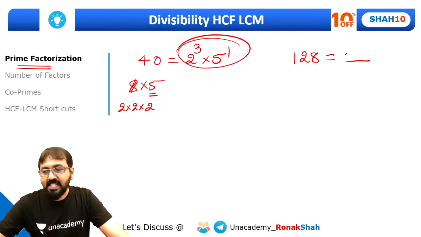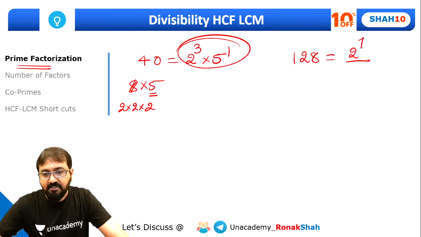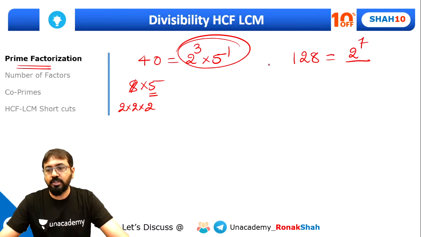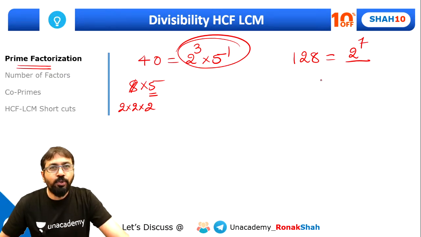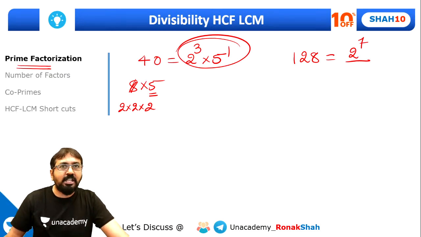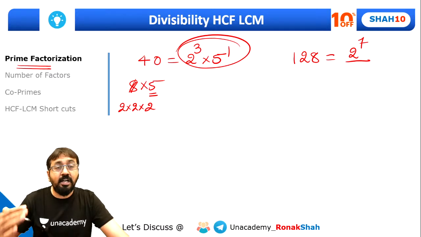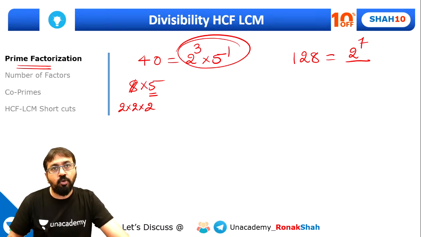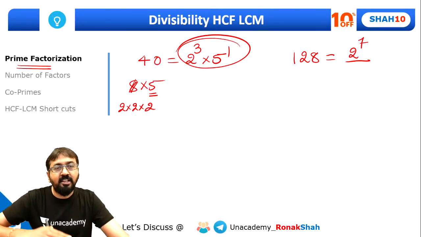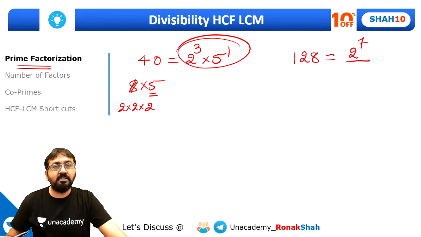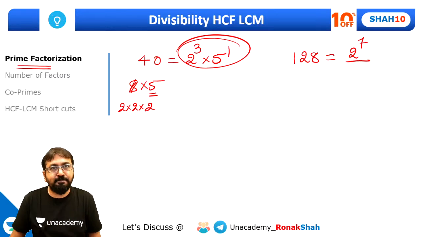Yes, so 128 is nothing but 2 raised to 7, guys. It's 2 raised to 7. Right? 2 into 2 into 2, 7 times, then you get 128. That means 128 is a composite number, and which prime number is it made from? It is made using 2s. So composite numbers are nothing but compositions of prime numbers.